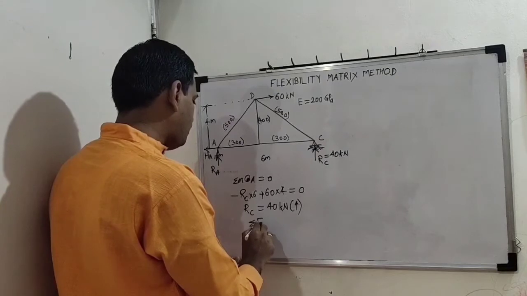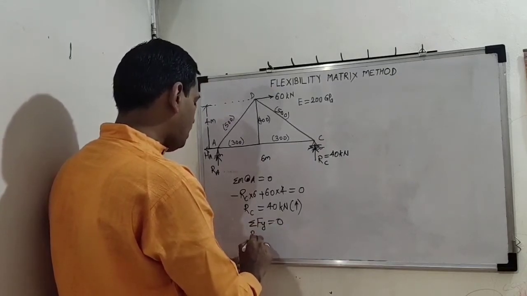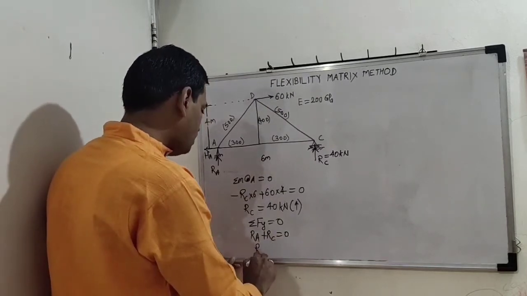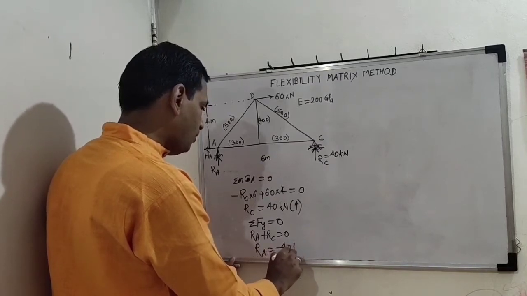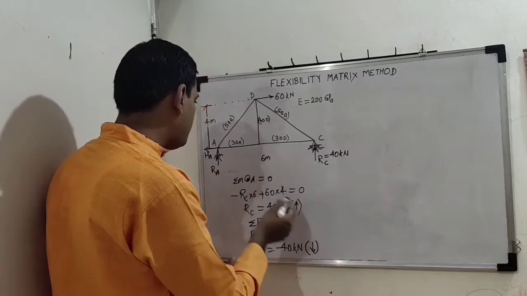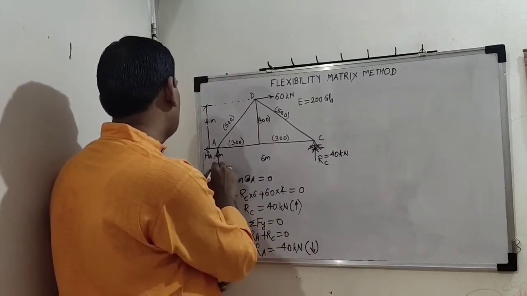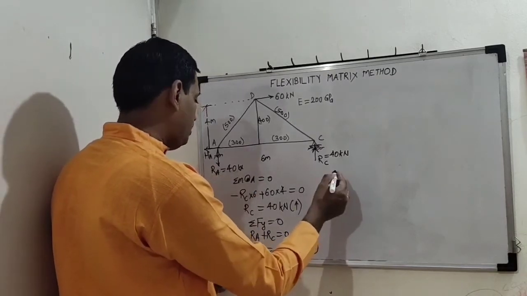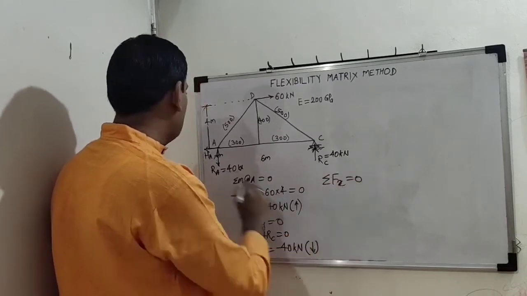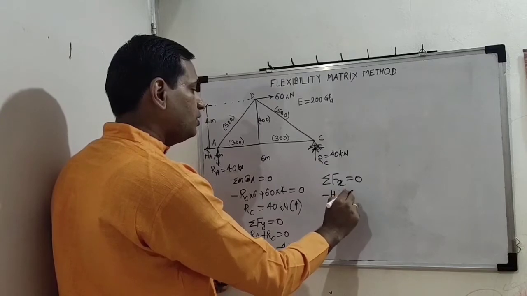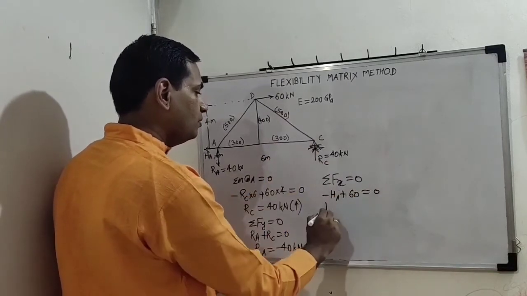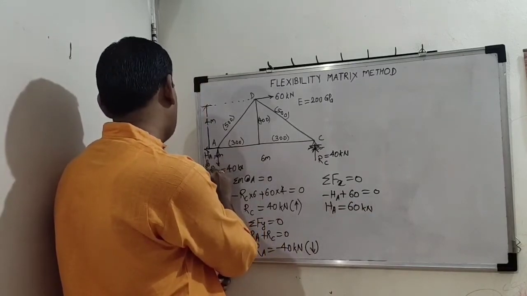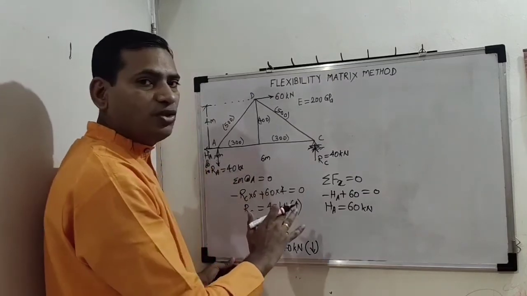Then summation Fy is equal to 0. So RA plus RC is equal to 0. It means RA is minus 40 kN, so it is actually downward. So I will reverse this direction. Third condition, summation Fx is equal to 0. So minus HA plus 60 is equal to 0. So HA is 60 kN. So these three reactions are over.